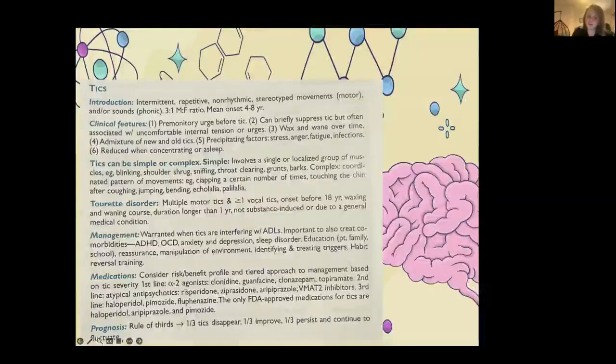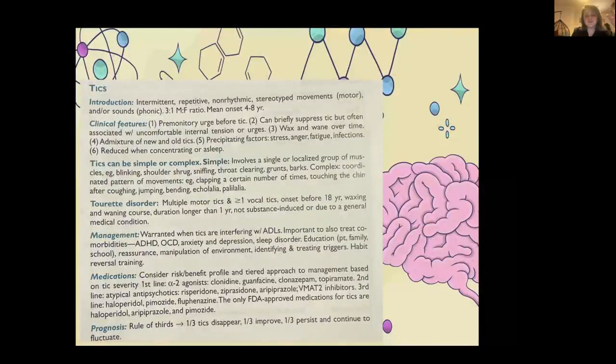Tourette disorder or syndrome is one of the most common disorders known for tics, and they usually have multiple motor tics and sometimes more than one vocal tic. And you'll see it in patients less than 18 years of age usually. It's waxing and waning. The duration is usually longer than 1 year. And you need to check that it's not substance-induced or due to a general medical condition to reach that diagnosis.